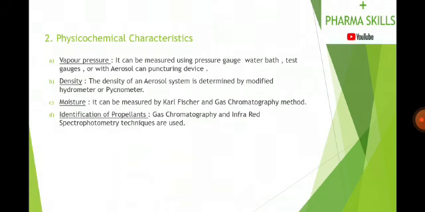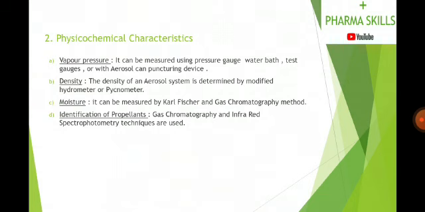First is vapor pressure. Determination of variation of vapor pressure from container to container is an important aspect of aerosol evaluation, since large variation indicates presence of air in the headspace. Vapor pressure can be measured by the pressure gauge, water bath, or aerosol can be punctured using puncturing devices.